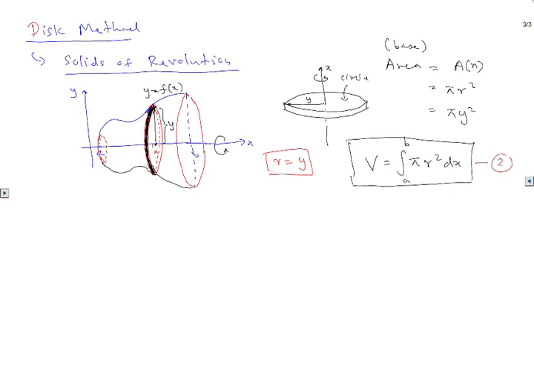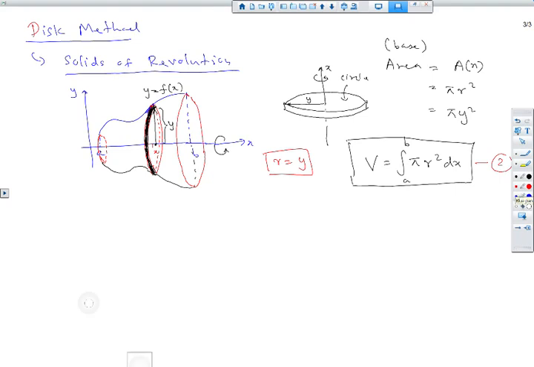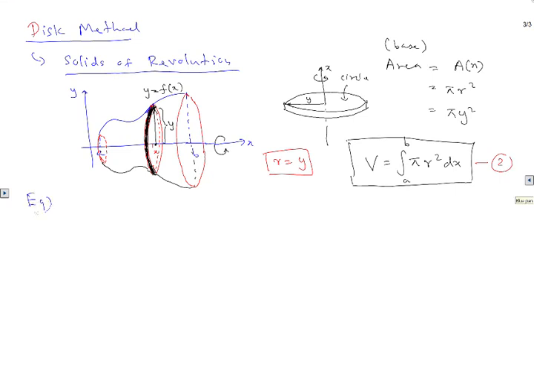Okay, so the disk method formula is number 2. Number 1 is just the general formula, but here for the disk method we can use number 2. So let's do the first example. This is one of the exciting examples.